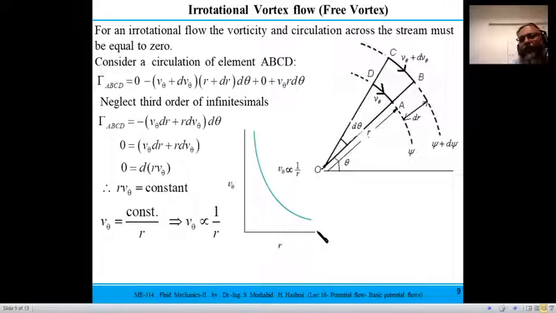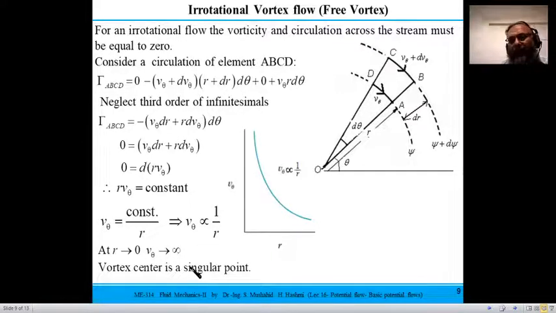As r increases and you are away from the center of the tornado, the magnitude of the velocity is decreasing. As you come close to the center of the tornado, your velocity is increasing. So this would be the behavior of that vortex flow. The tangential component of the velocity is inversely proportional to r. As r approaches 0, the velocity would be very large. It is not actually defined at r equal to 0, but as r approaches 0, the magnitude of that velocity component would be much bigger.